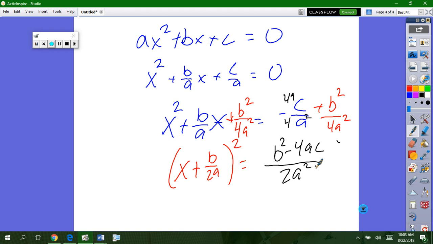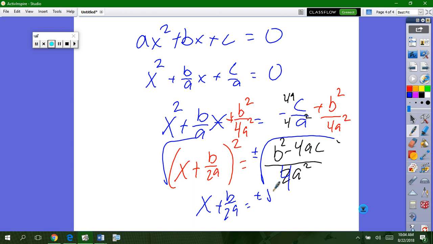Okay. How do we get rid of squares? Square root it. And when I take a square root, don't I have to do a plus? So what is this? X plus b over 2a equals, oh, this is a 4. I forgot to write down the 4. Plus or minus square root of b squared minus 4ac all over square root of 4a squared, which is 2a.